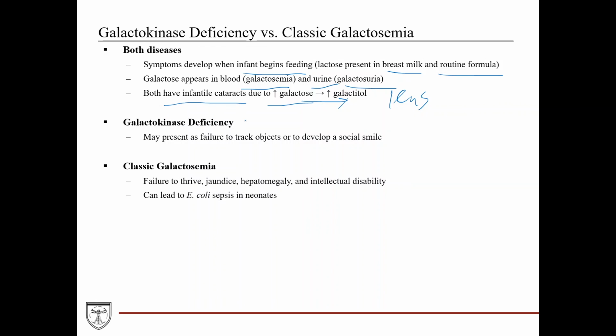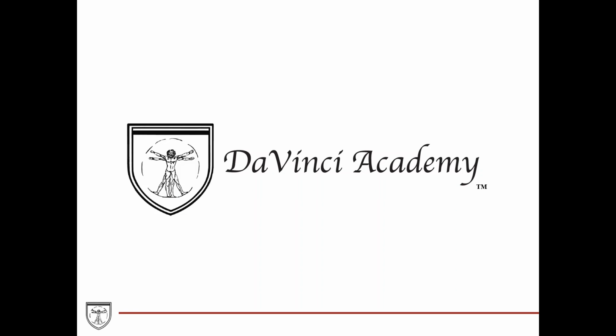Galactokinase deficiency specifically, remember, is the milder form, or the milder disease between the two, and it's going to have cataracts, and it may also present with some of those developmental delays, such as failure to track objects or develop a social smile. Classic galactosemia is going to be worse, and these patients are going to develop failure to thrive, jaundice, hepatomegaly, and then intellectual disability. And something unique about classic galactosemia, again, it can lead to E. coli sepsis in neonates.